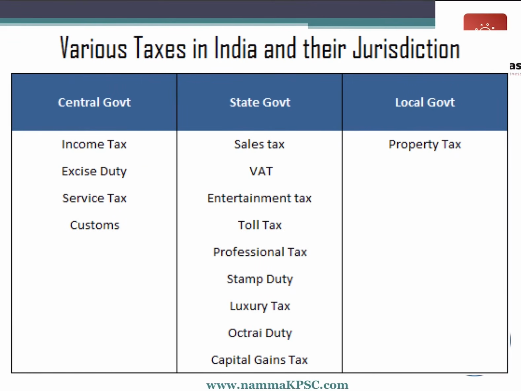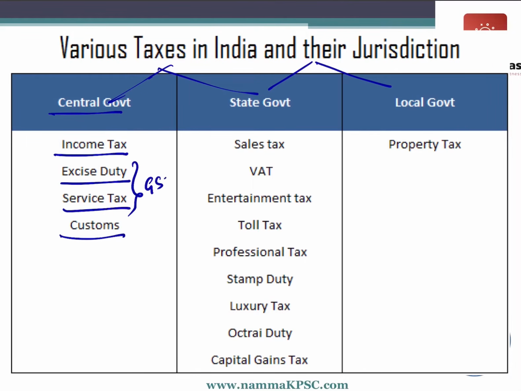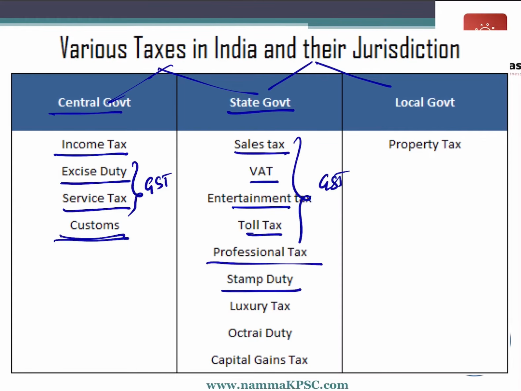Similarly, as I told you, the taxes are divided between state and central government. For central government, you have income tax, excise duty, service tax, customs. Now this excise duty and service tax is part of GST. Customs is outside GST. Next, you have state government: sales tax, VAT, entertainment tax, toll tax. All these are now part of GST. Then you have professional tax, stamp duty, luxury tax, octroi, and capital gain tax, which is part of central government.